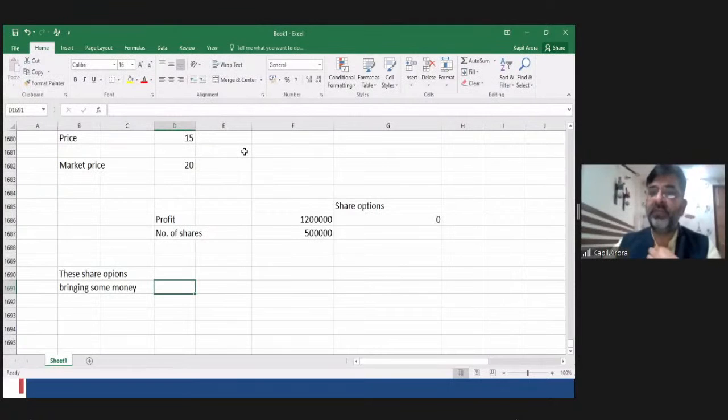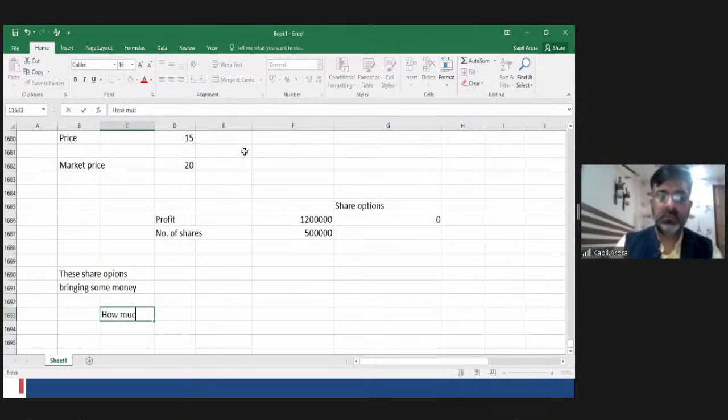But can we quantify that benefit? Do we know how much benefit we can make? No. So for that purpose, the standard says, let's not complicate it like this. Let's go very, very simple. Let's find out how much money they are getting.